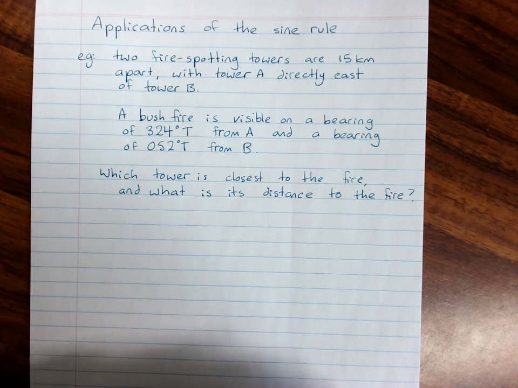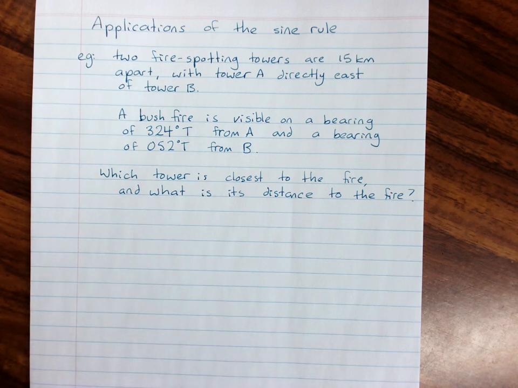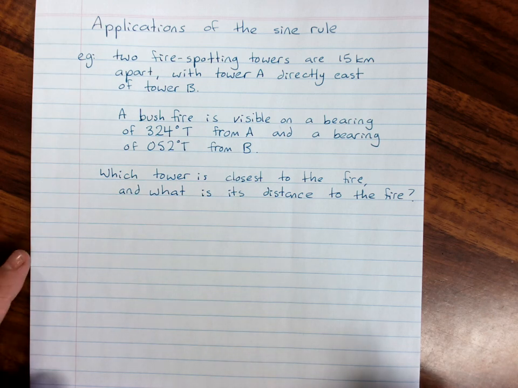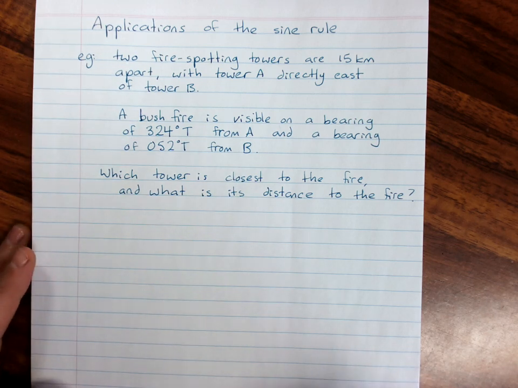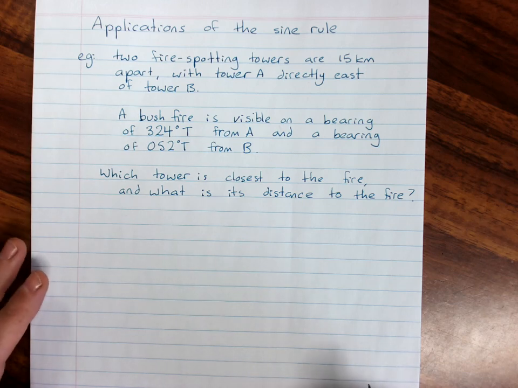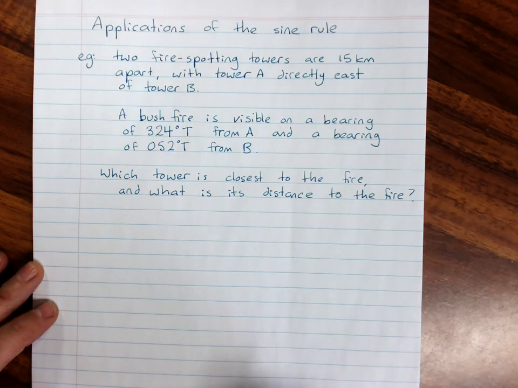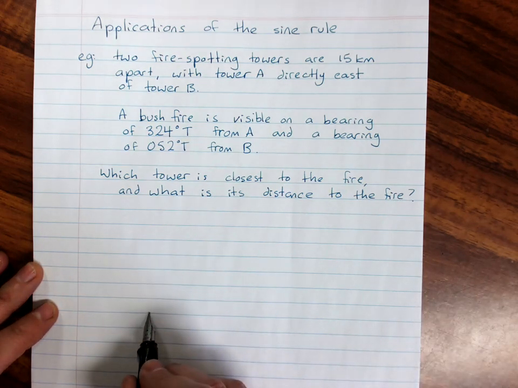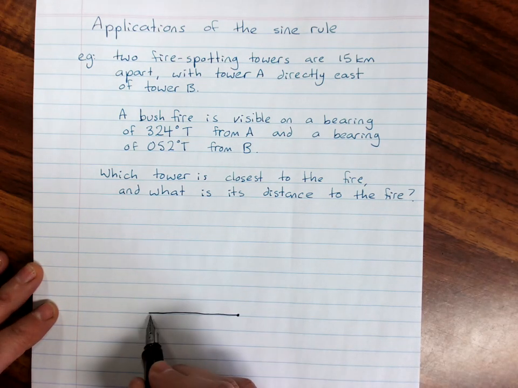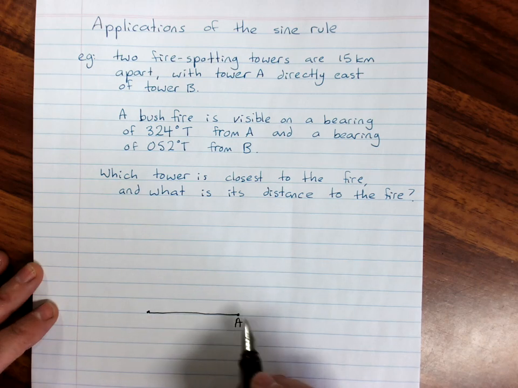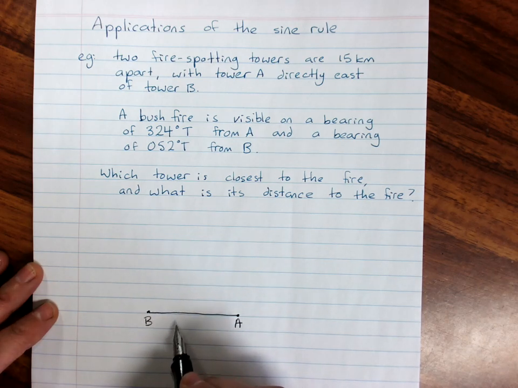Applications of the sine rule. A lot of the word problems for the sine rule are going to come with situations where you're given two angles and one distance. So this one, for example, two fire spotting towers are 15 kilometers apart. Tower A is directly east of Tower B, and they're 15 kilometers apart.